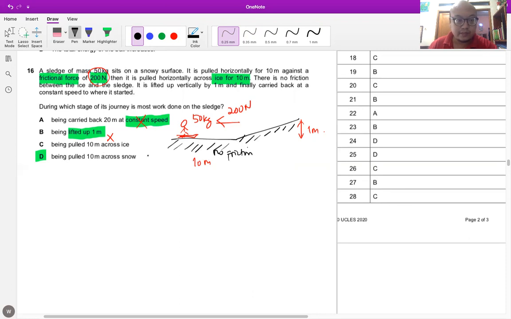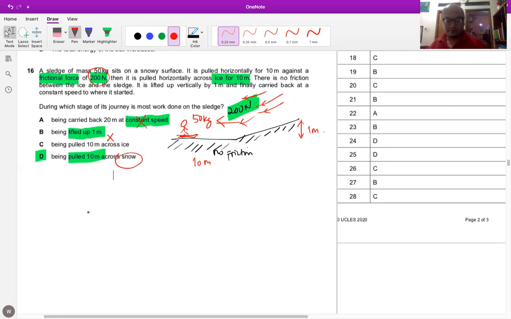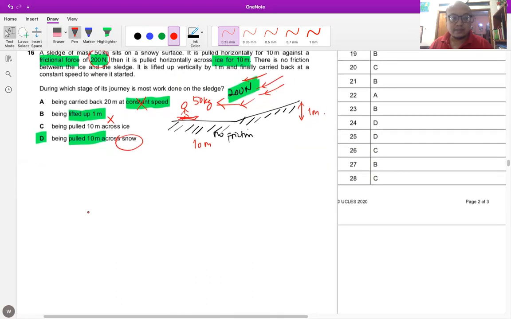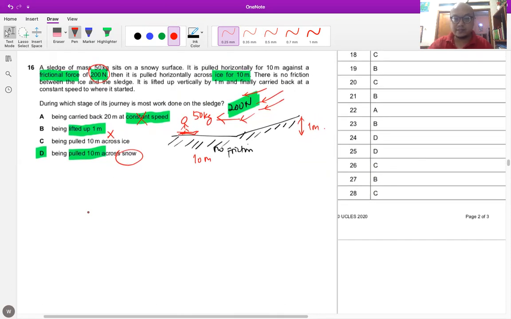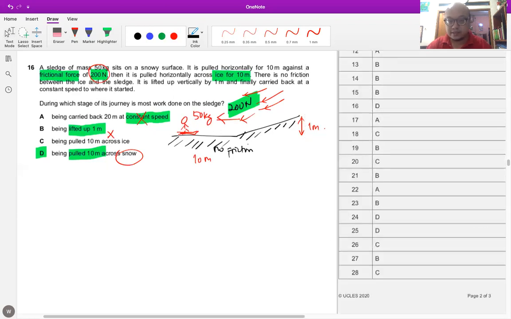So they have pulled, yes that's correct, they have pulled across snow. Why? Because snow has frictional force, so they have a force by snow of 200 Newton. So across snow is correct, B. Okay, I hope you understand about this. Now we can see question 17 and so on.